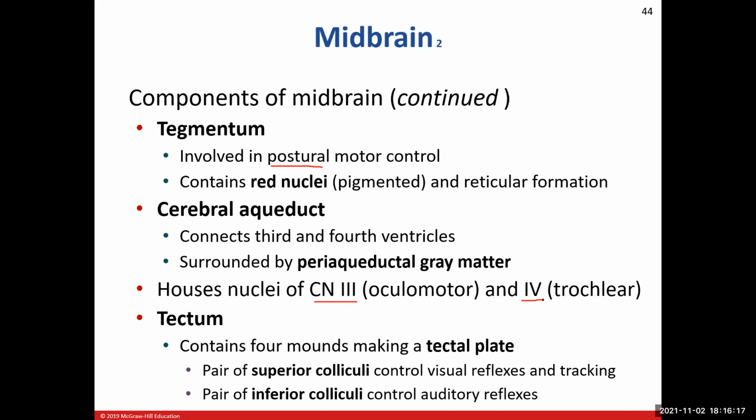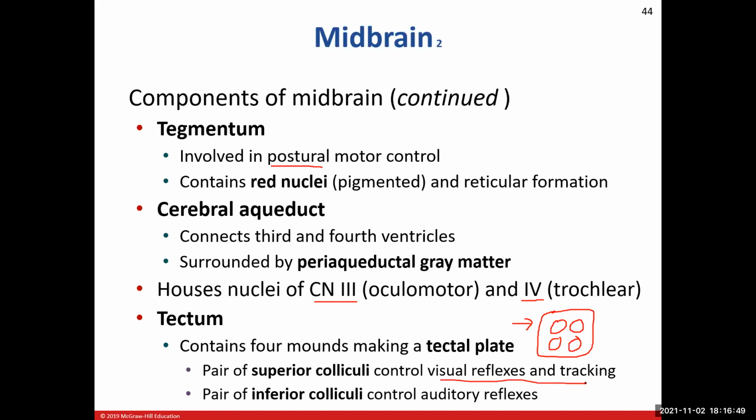Then posterior on the midbrain, we've got this structure called the tectum. Right? And from the back side, it looks almost like a square-shaped structure with 4 mounds or bumps. We call that the tectal plate. The pair of bumps on the top are called the superior colliculi, and they have to do with our visual reflexes and tracking.